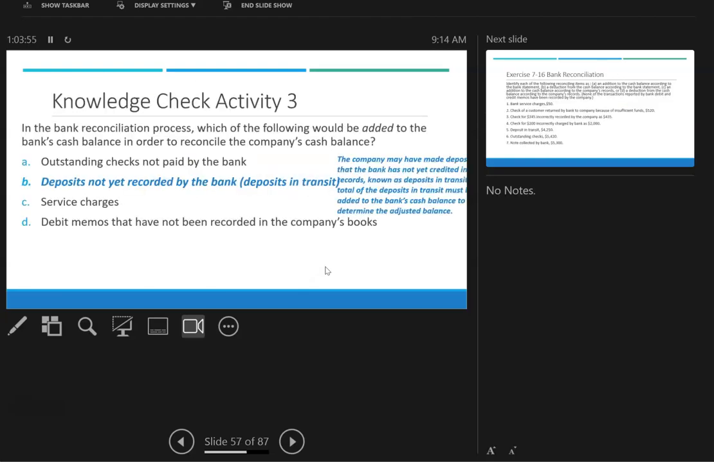Okay? Guys, in the bank reconciliation process, which of the following would be added to the bank's cash balance in order to reconcile the company's cash balance? No, we may have deposits we need to bring to the bank, but the bank hasn't gotten them yet. Does that make sense? So we'll need to show those.